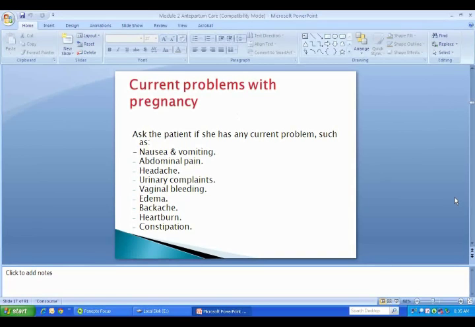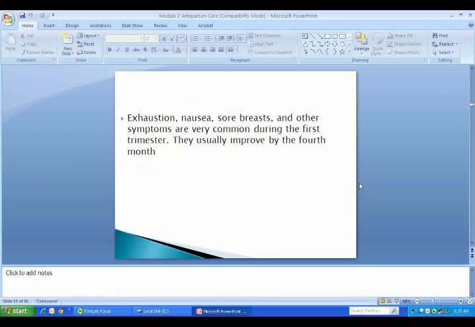Vaginal bleeding, of course, that could be, does she have a threatened miscarriage, edema, backache, heartburn, or constipation? And we'll go over those in detail later in this lecture. Exhaustion, nausea, sore breasts, and other symptoms are very common. In fact, tenderness and tingling to the breasts usually is a complaint before she even knows she's pregnant or she has a missed period.